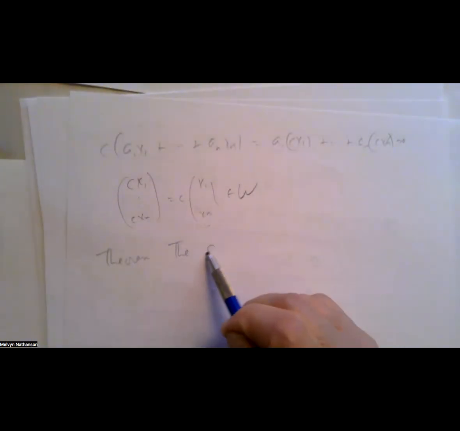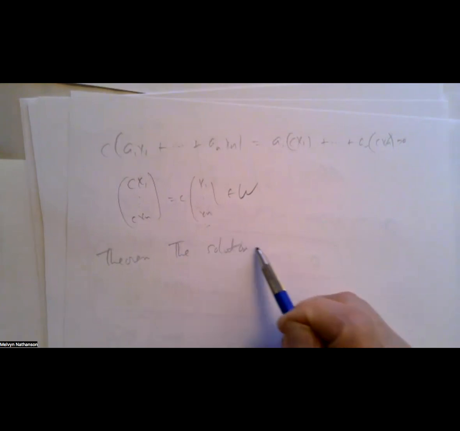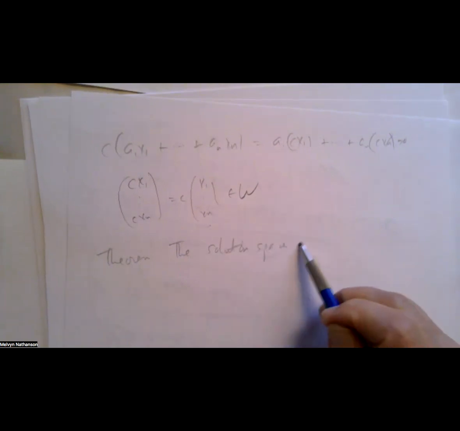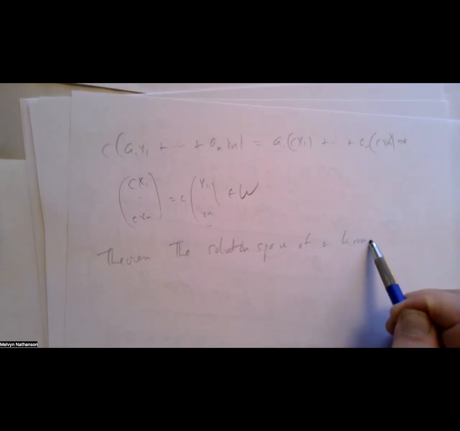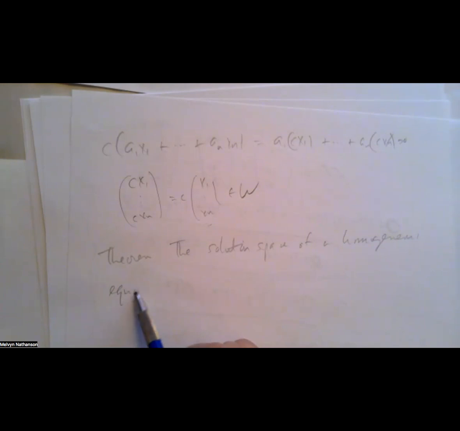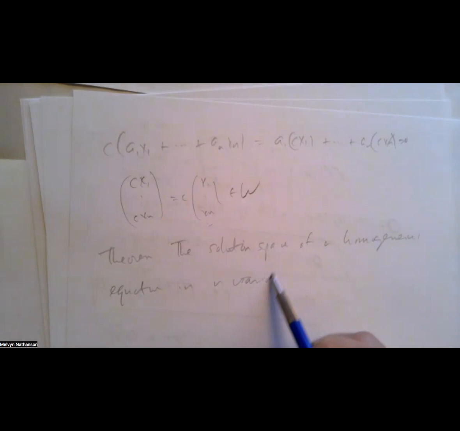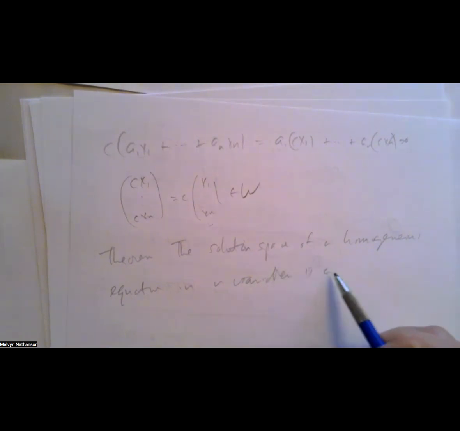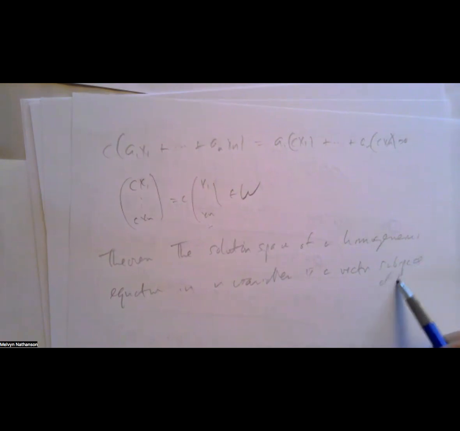So we have the following theorem. It says the solution space of a homogeneous linear equation in n variables is a vector subspace of Rn.